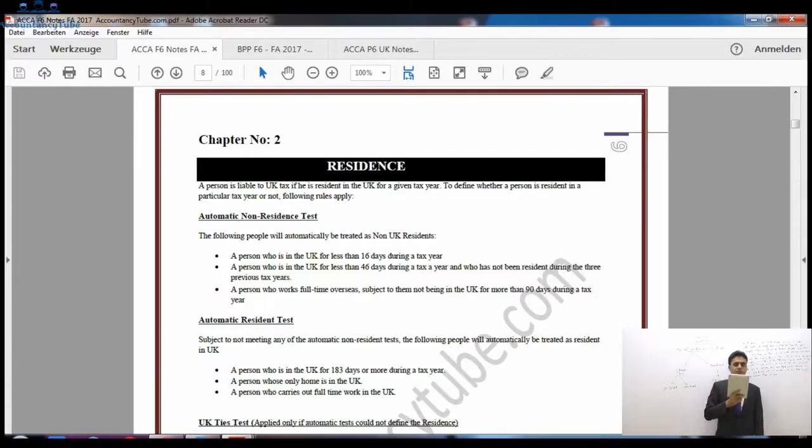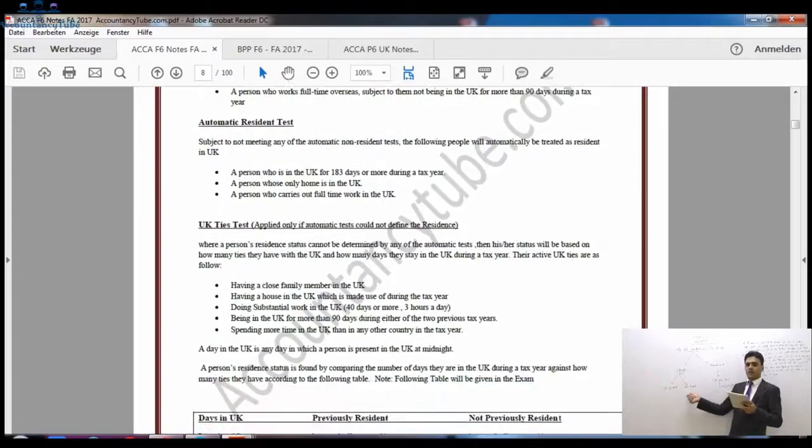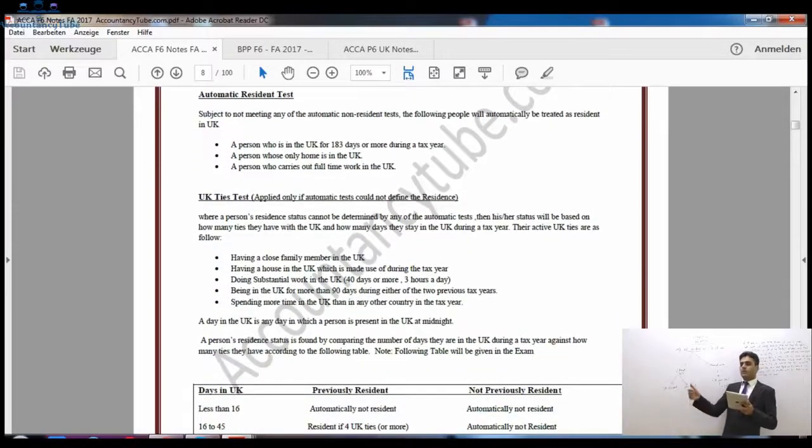The third test says that a person who works full-time overseas, subject to them not being in the UK for more than 90 days during a tax year. So if you work full-time overseas and you spend 90 days or less in the UK, then you will be considered automatically non-resident. Alright, so you work full-time overseas and you spend less than 90 days during a tax year, then you will be considered non-UK resident. Alright, so these are the automatic non-resident tests which are given to us.